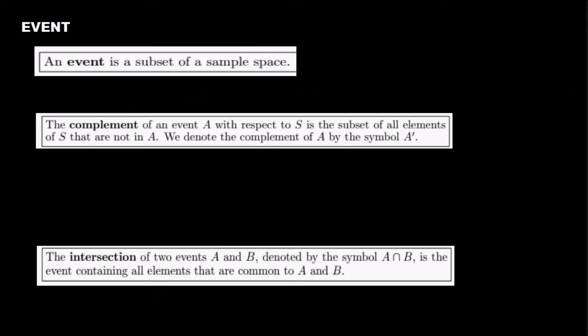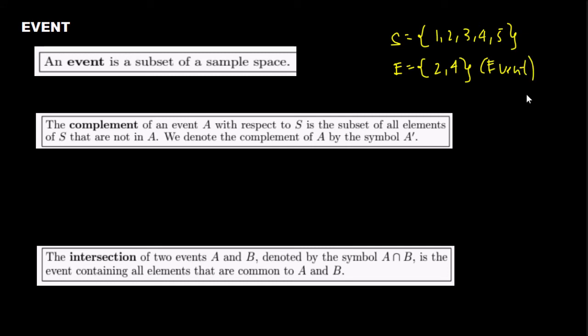So we have here now the discussion about events. An event is a subset of a sample space. That is the definition of an event. For example, our sample space S is equal to {1, 2, 3, 4, 5}. If we say that we are going to get the even numbers of the given sample space, which we write as E, then our event in this sample space is 2 and 4. Now 2 and 4 is part of our sample space, so our E is what we call the event. That is how an event works.